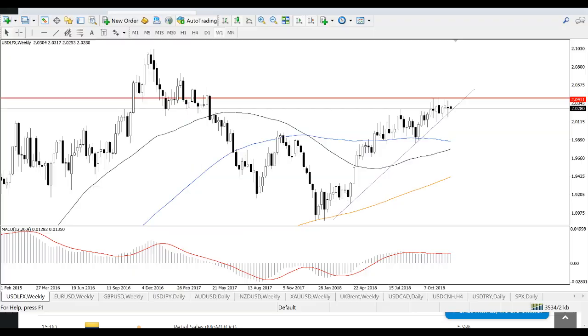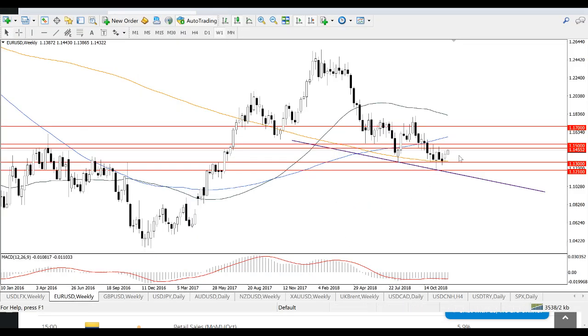Let's get back to MetaTrader and the chart of the euro. We can see that as we expected, euro dollar was trading between 1.15 and 1.14 last week. The pair found support at a 200-week moving average just above 1.13 and is now trading on the upside.